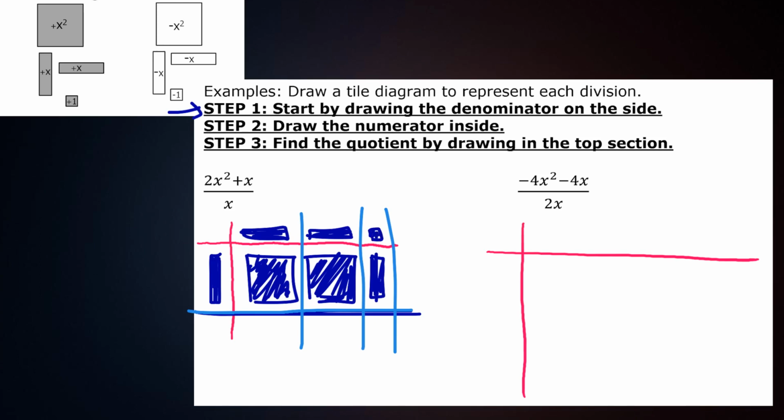So that's it. So what this tells us is that the quotient here, represented by what we just drew across the top here, is 2x plus 1.